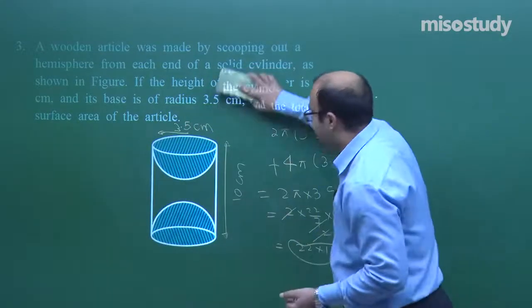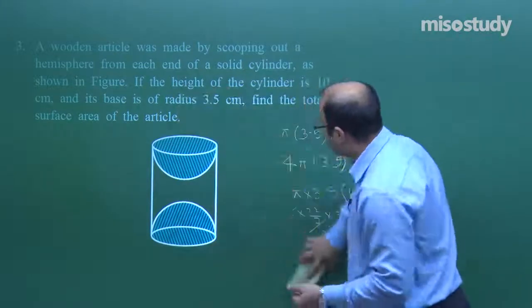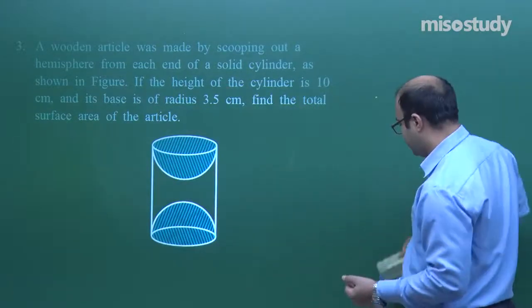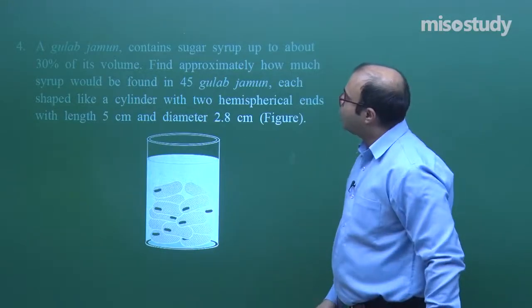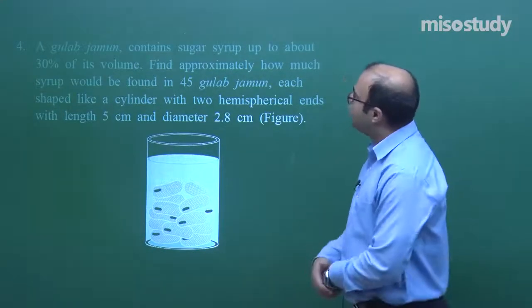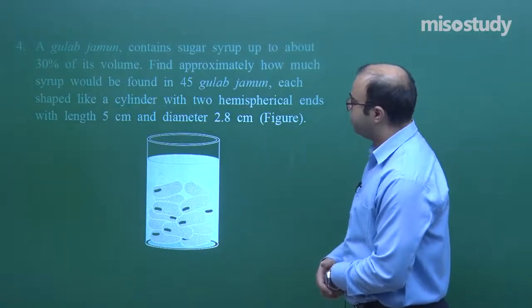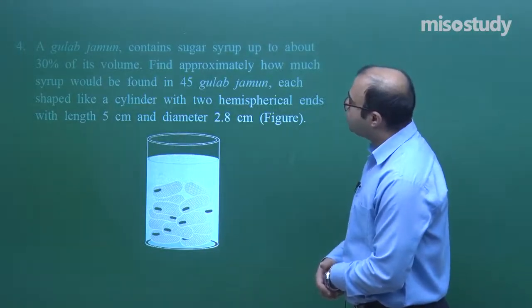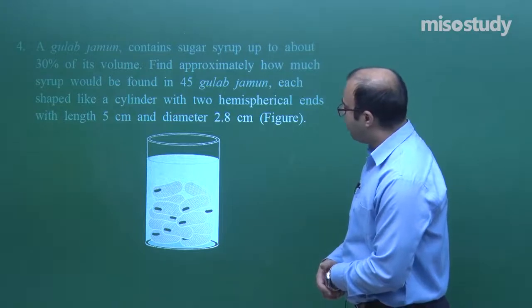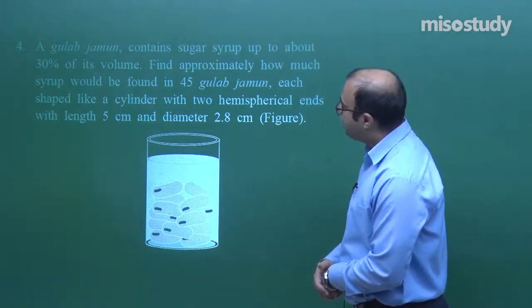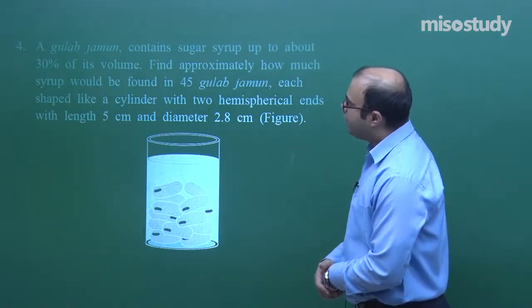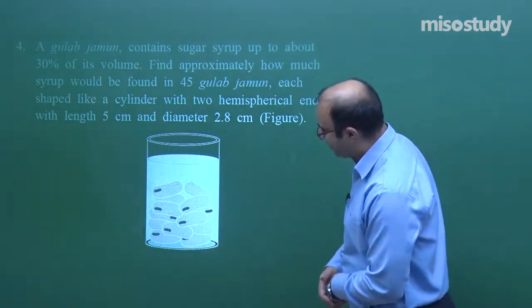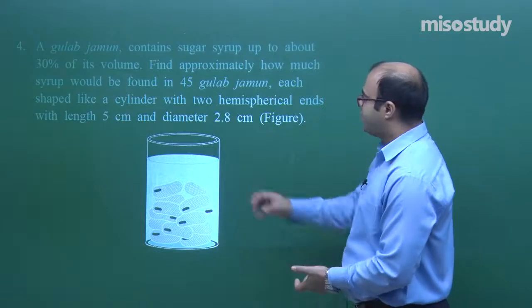So, we have to understand how the figure is coming out. Now, let us see the fourth question, the last question of 2 marks. A gulab jamun contains sugar syrup up to about 30% of its volume. Find approximately how much syrup would be formed in 45 gulab jamun, each shaped like a cylinder with 2 hemispherical ends with length 5 centimeter and diameter 2.8 centimeter. Okay. So, figure is given like this.